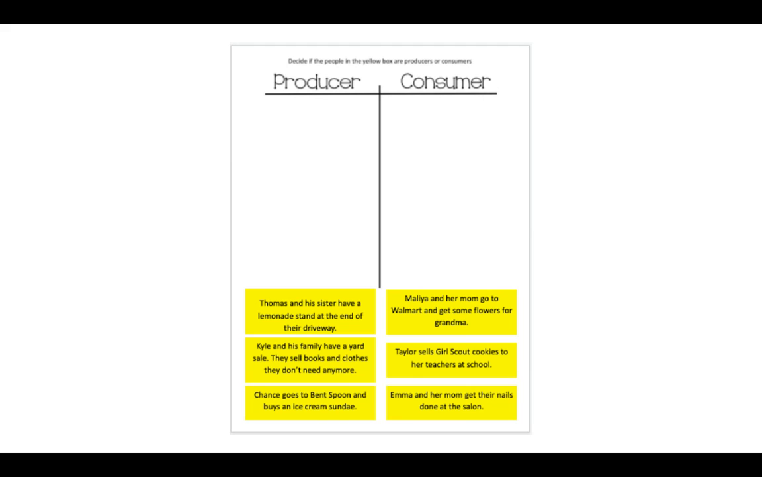So your assignment for this week is to read the sentences in the yellow boxes, and you are going to sort them into either the producer column or the consumer column. So let's take a look at the first one. This is the first one that starts with the word Thomas.